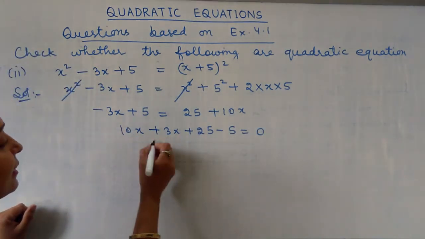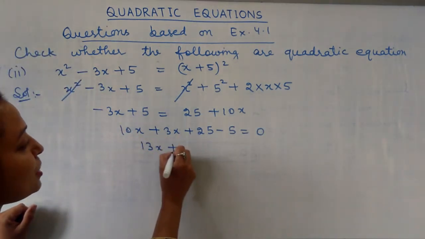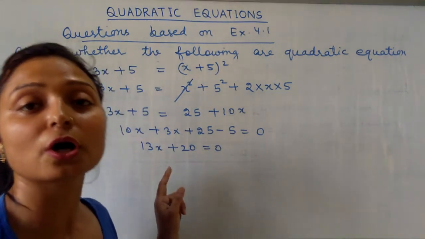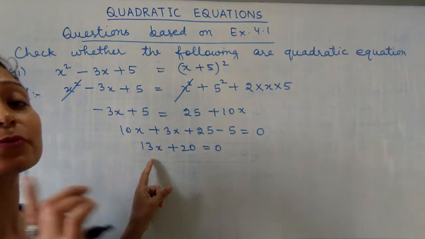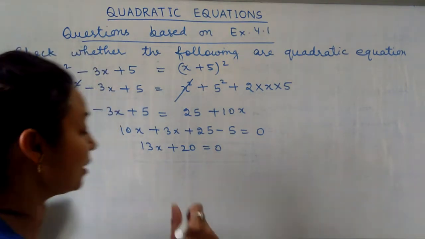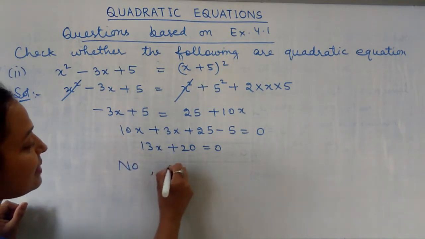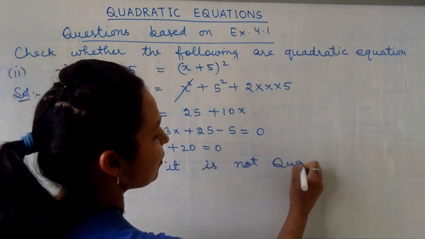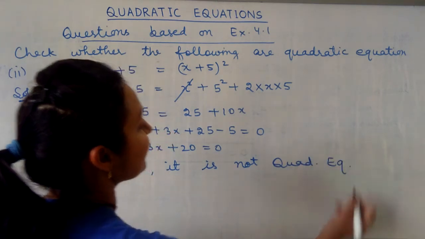When I take it, this is 13x plus 20 is equal to 0. The degree is not 2. Its degree is 1. That means it is not a quadratic equation. It is a linear equation. So it is not a quadratic equation.